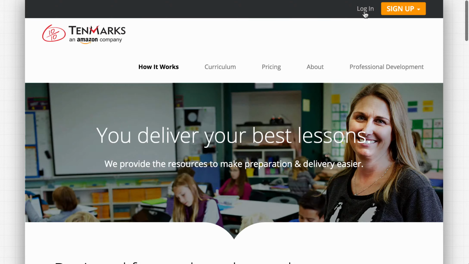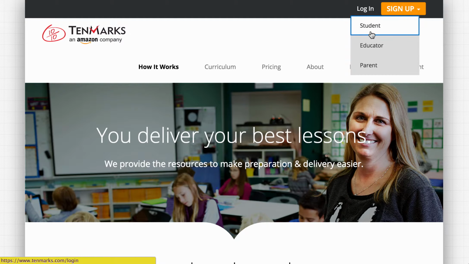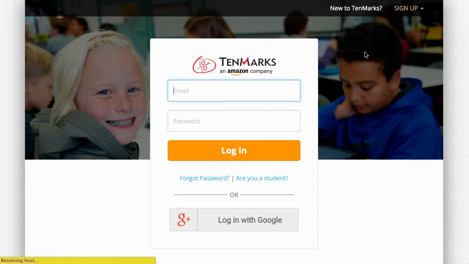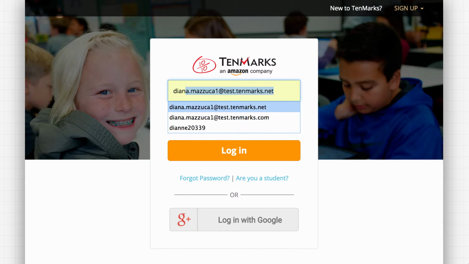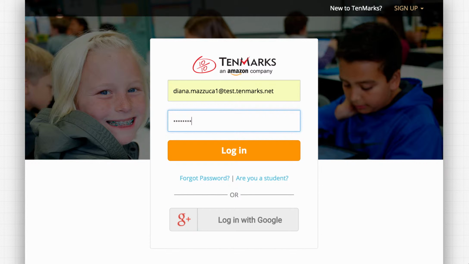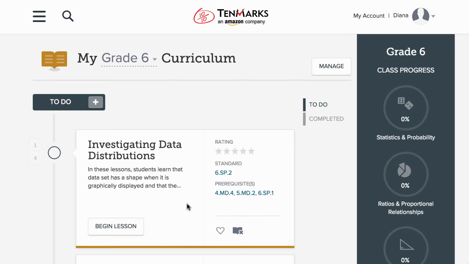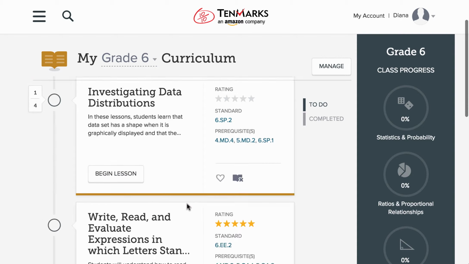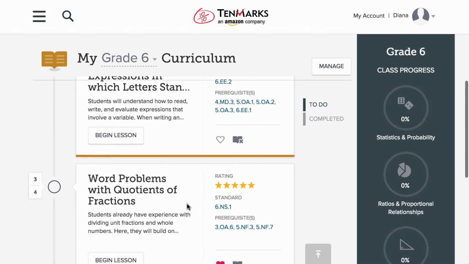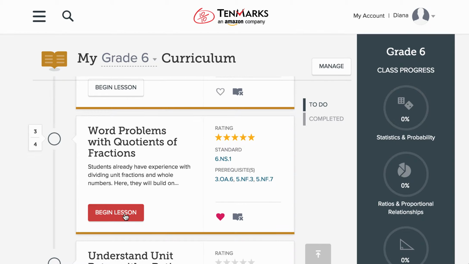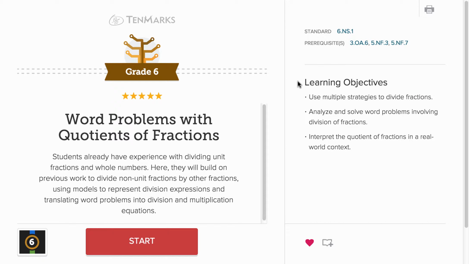What I'm going to show you now is how to get into your TenMarks Math Teach account. And we are going to zero in on how to prepare lessons by deeply understanding what's gone into the focus lessons that are found in TenMarks Math Teach. I'm going to be jumping between different lessons that cover various topics within TenMarks Math Teach. I'm going to click into Standard 6NS1 and we'll get started here.